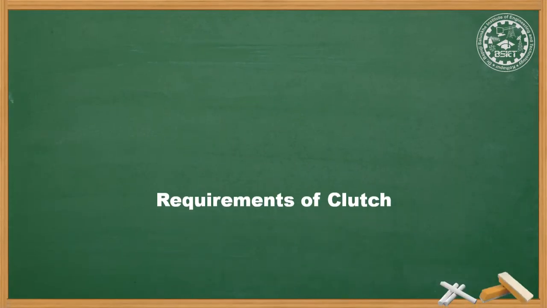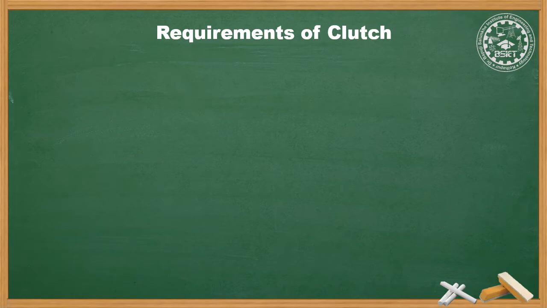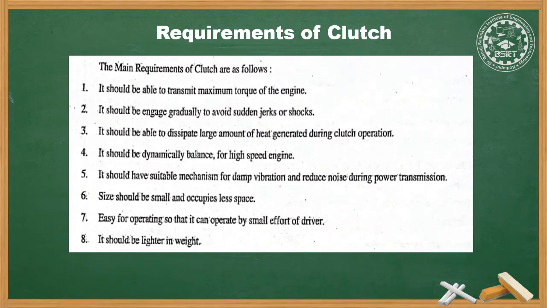So let us see what are the requirements of the clutch. The main requirements of clutch should be as follows. First, it should be able to transmit maximum torque of the engine, that is, the power or the torque developed by the engine should be transmitted maximally by the clutch. It should engage gradually and avoid sudden jerk or shocks. It should have smooth engagement.